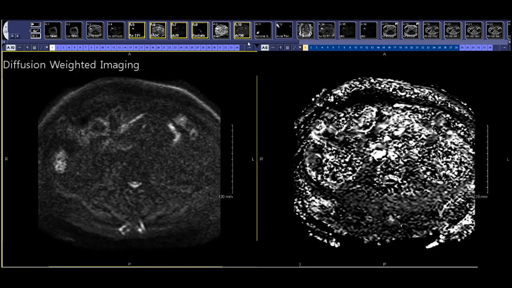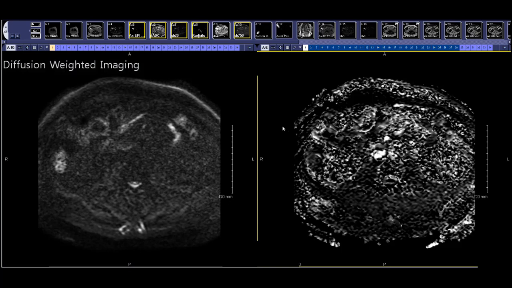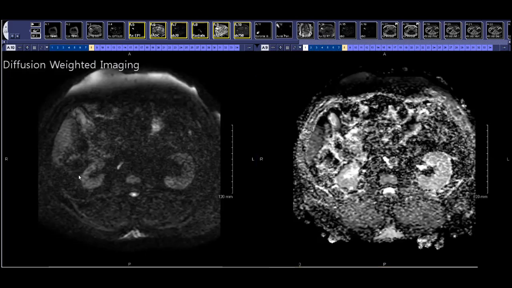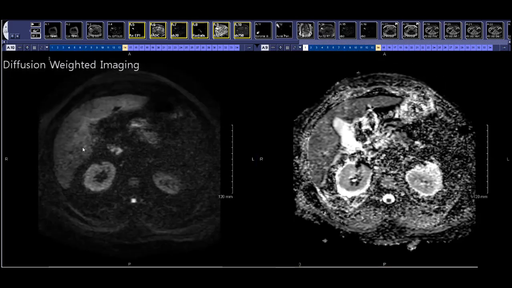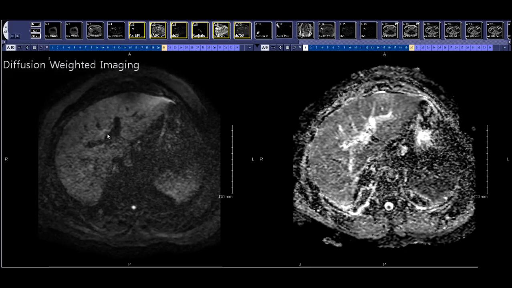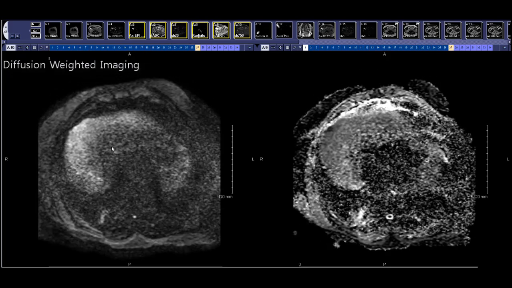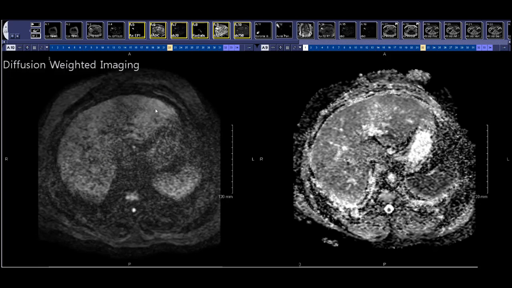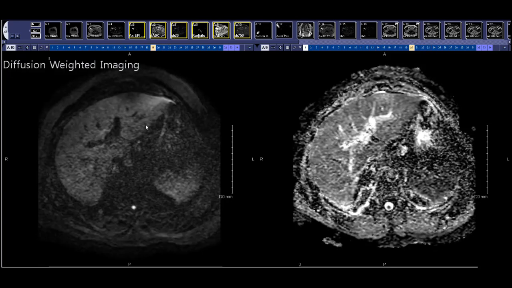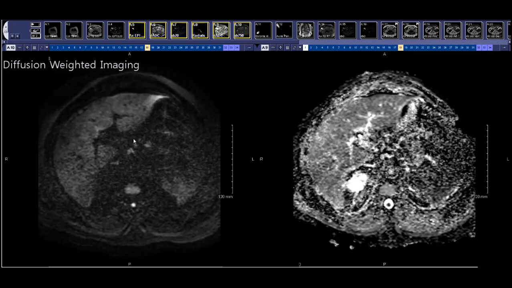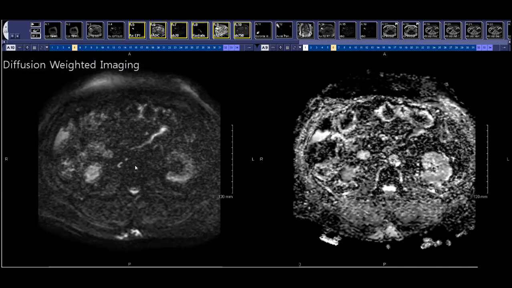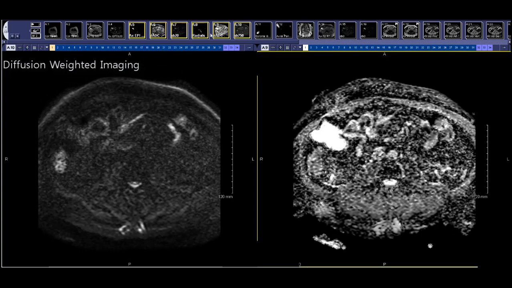So on this side I have the B750, and on this side the ADC, which I usually have to window down. And we'll scroll through. I focus on the diffusion and look for anything that's bright on the image. So a lot of times this is useful for finding subtle hepatic metastatic lesions as bright foci that you wouldn't notice on other sequences. Lymph nodes also look really bright on this series. So just a quick pass through that.